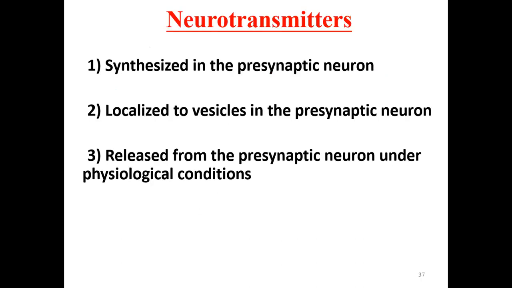When you look at these neurotransmitters, they are synthesized in the presynaptic neuron, localized in the vesicles in the presynaptic neuron, and finally released from the presynaptic neuron under physiological conditions. So what is the fate of these neurotransmitters? They are synthesized in the presynaptic neuron, localized to the vesicles, and finally released from the presynaptic neuron under physiological conditions.